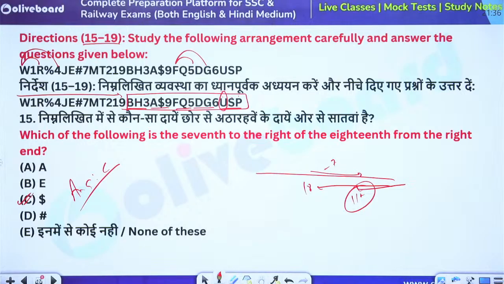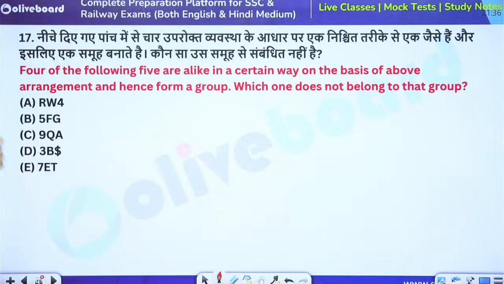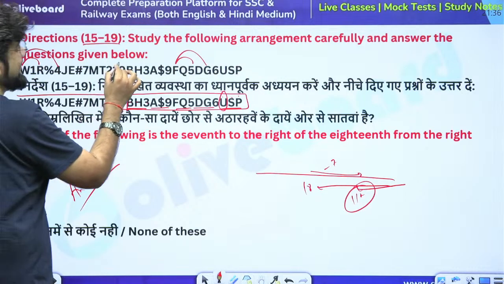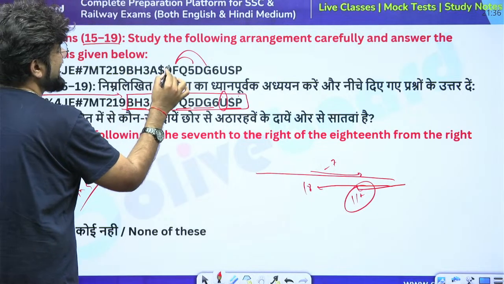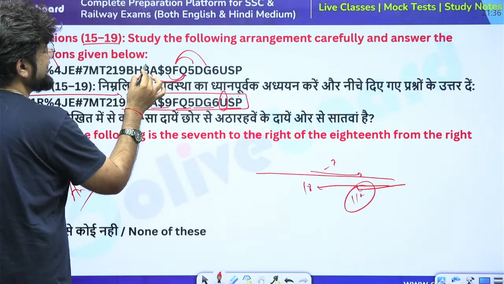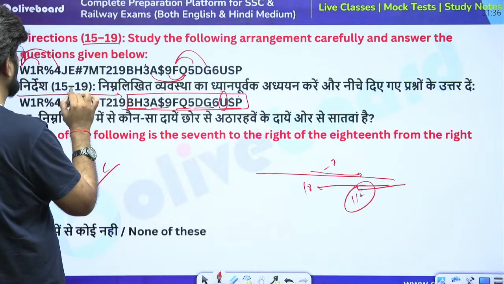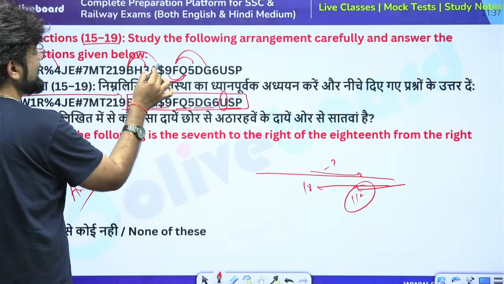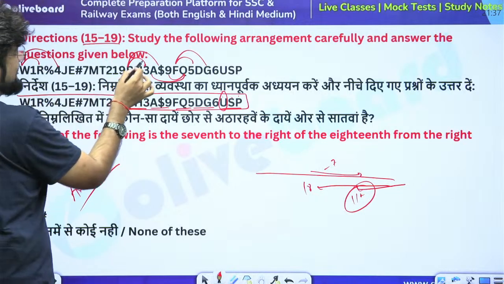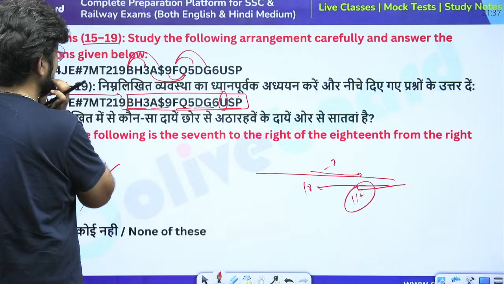Left, right, leaving a gap of 1. 9QA, 3B dollar. We have 9QA and 3B dollar. This is going in the reverse direction. See, left, right, RW4. 3B dollar is also right.